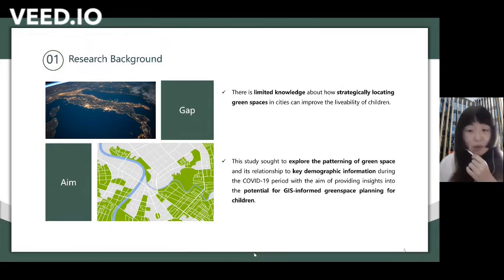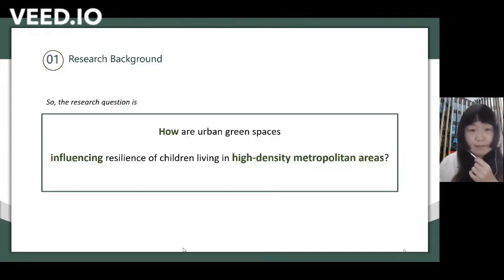Therefore, this study sought to explore the patterning of green spaces and its relationship to key demographic information during the COVID-19 period, with the aim of providing insight into the potential for GIS-informed green spaces planning for children. Based on the analysis, the research team put forward a research question to answer in this paper: How are urban green spaces influencing resilience of children living in high-density metro areas?